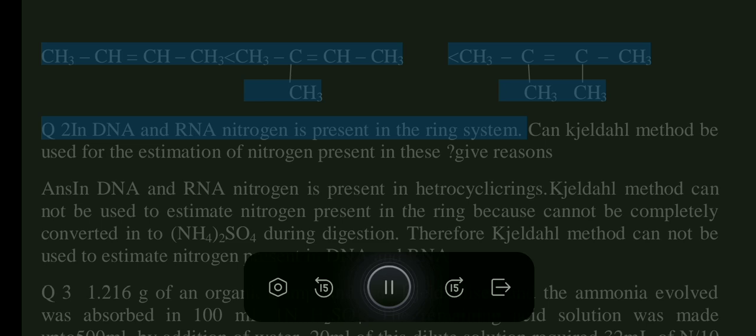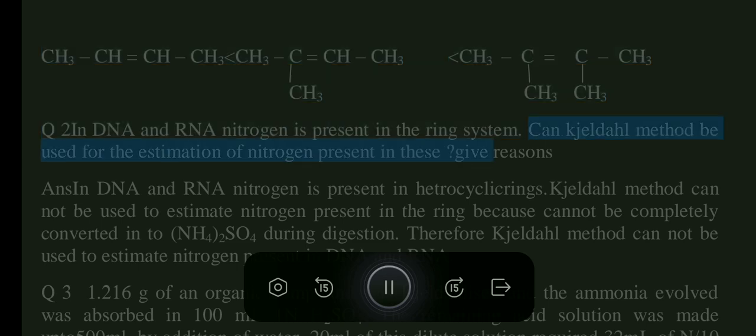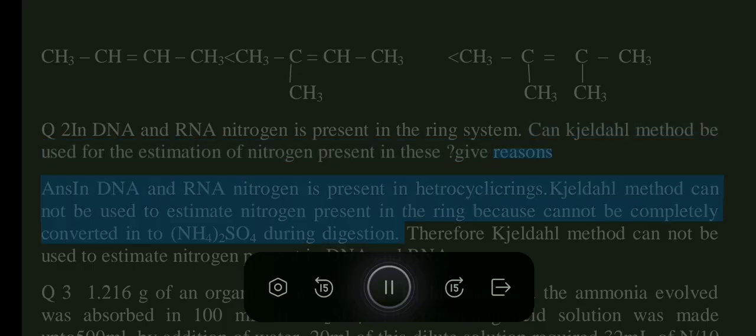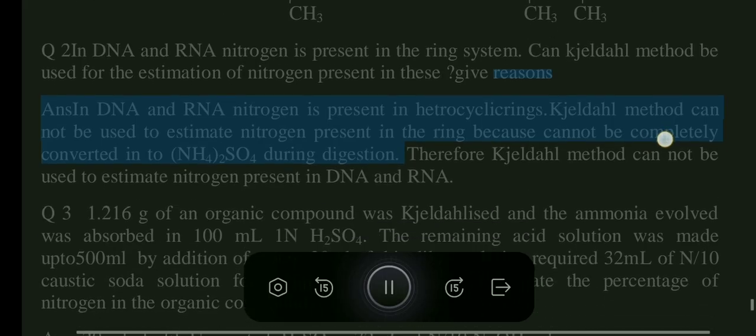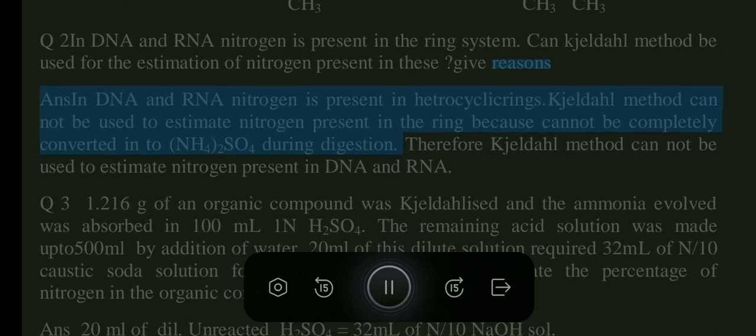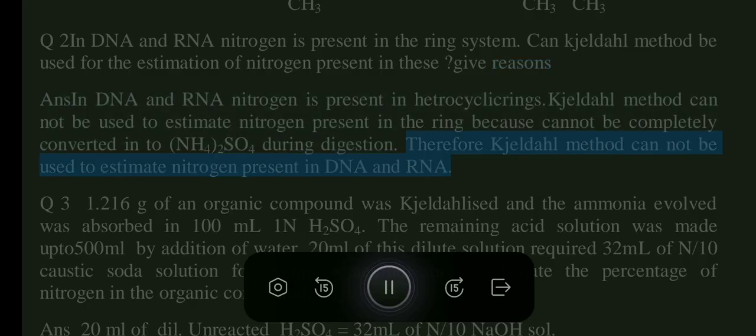Q2. In DNA and RNA, nitrogen is present in the ring system. Can Kjeldahl method be used for the estimation of nitrogen present in these? Give reasons. Answer. In DNA and RNA, nitrogen is present in heterocyclic rings. Kjeldahl method cannot be used to estimate nitrogen present in the ring because it cannot be completely converted into (NH4)2SO4 during digestion. Therefore Kjeldahl method cannot be used to estimate nitrogen present in DNA and RNA.